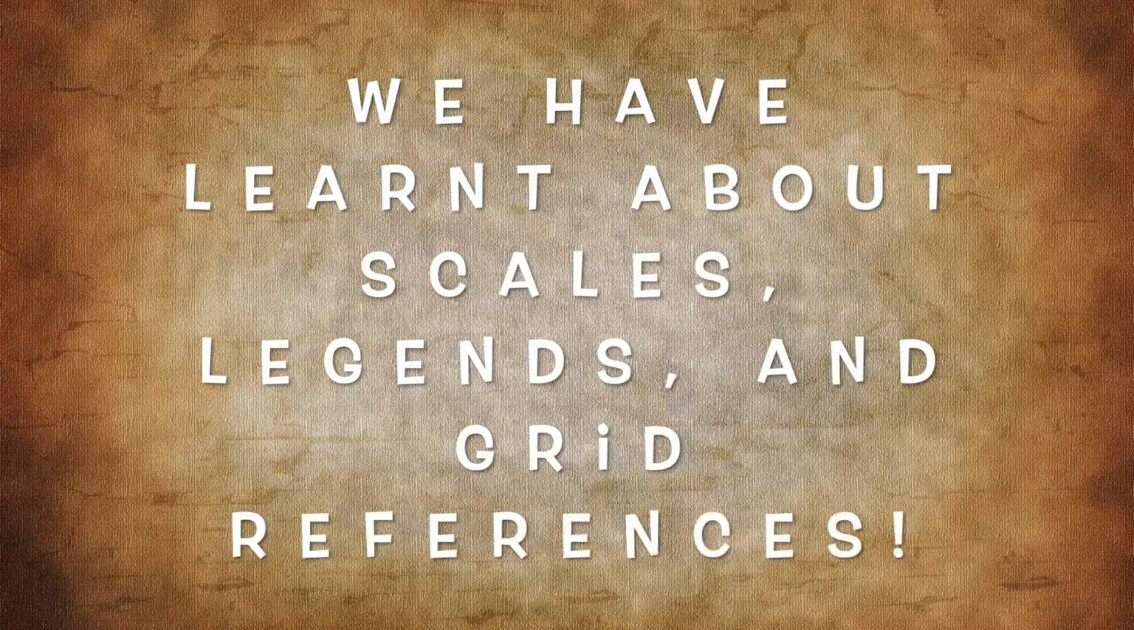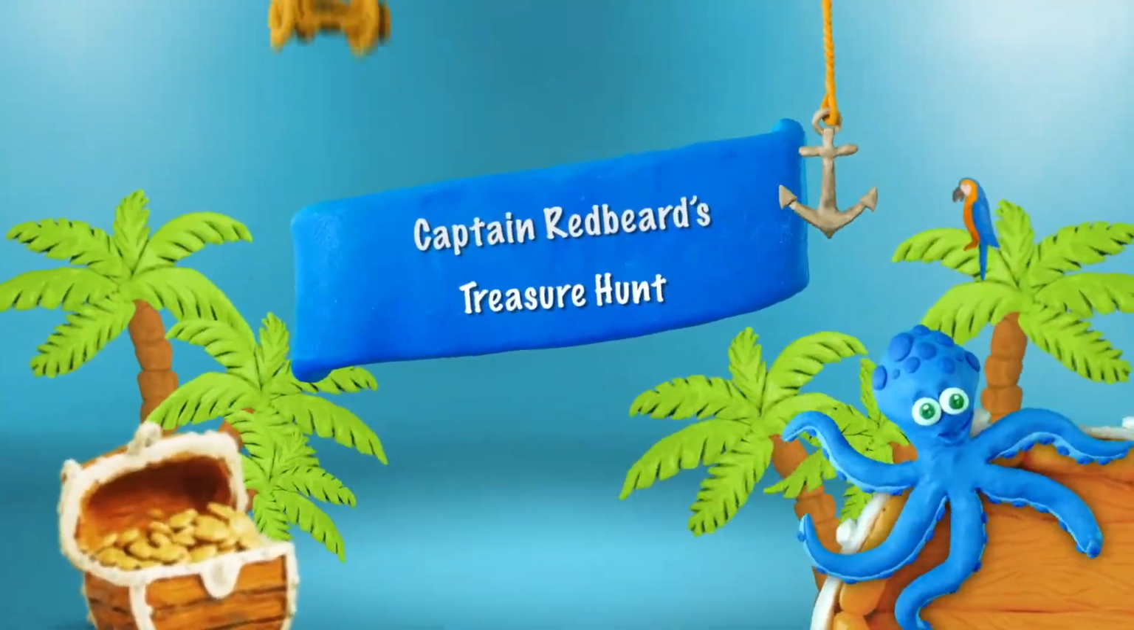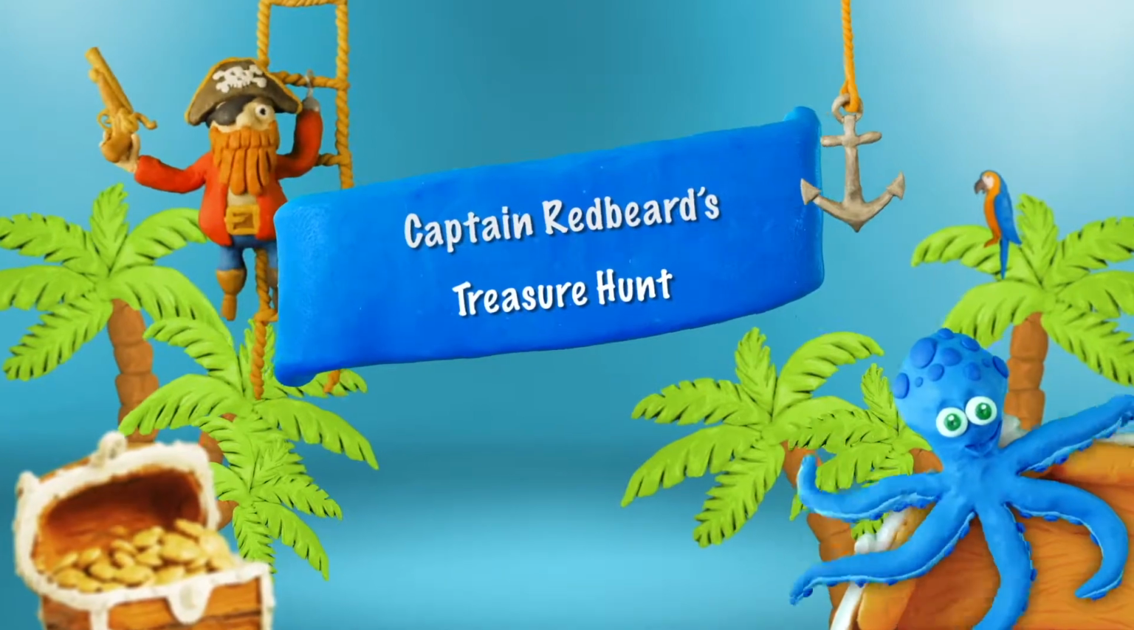Today we have reviewed some elements of maps you have previously learnt, such as scales and legends, and we explored the key concept that a grid reference identifies a grid on a map, and we use grid references to refer to locations of specific features. Tomorrow we will learn how to give Captain Redbeard directions to the items so he can collect the treasure.